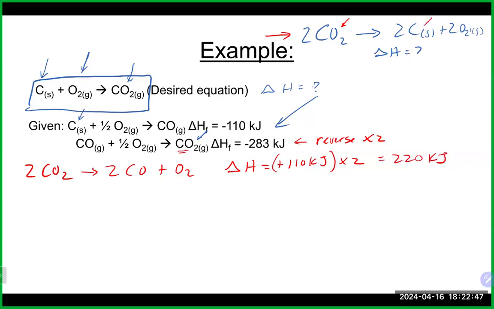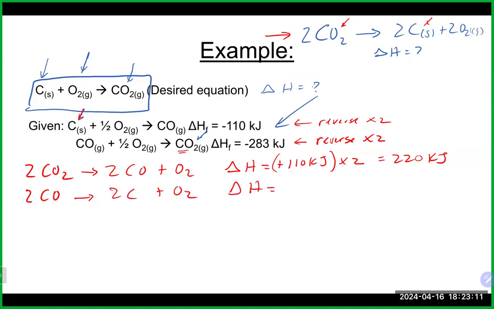Same thing here. Carbon's on the right. It is on the left here. So I do need to reverse that one as well. And I also need to multiply it by 2. So I am going to need to take the top one here and reverse and multiply it by 2 as well. So when I do that to the top equation, 2 CO, 2 carbon, and an O2.